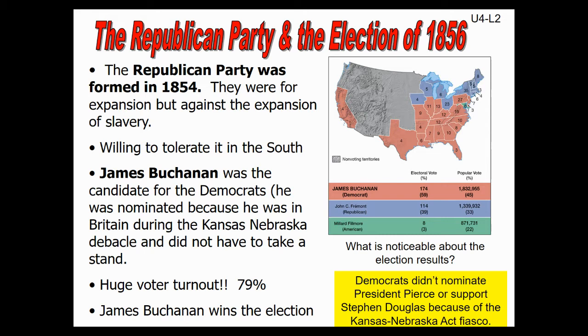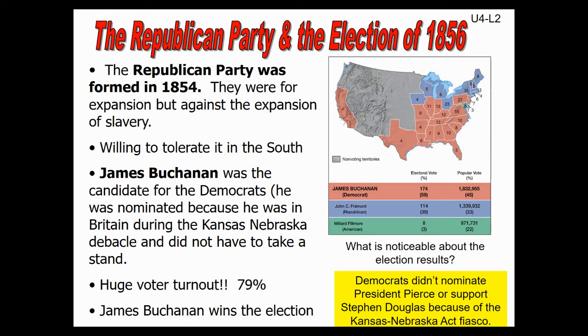Fremont, who's the Republican candidate, gets 33% of the popular vote. He gets over 1.3 million votes to Buchanan's 1.8 million votes. And then Fillmore, who runs as the American Party, the Know Nothings, gets just under 900,000 votes. So we can see our country is definitely divided at this time when it comes to this election.